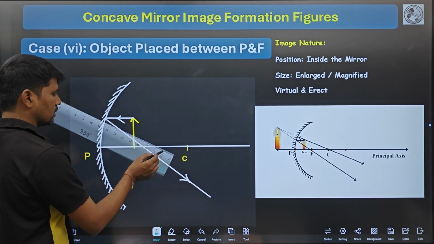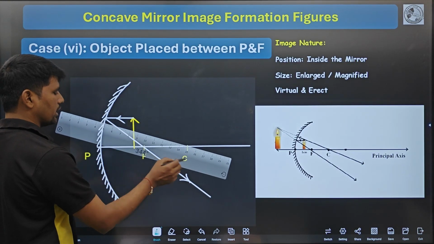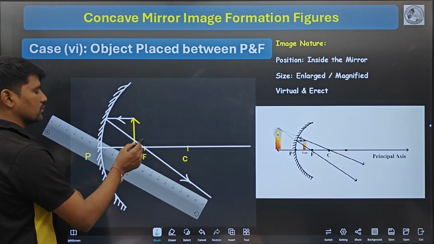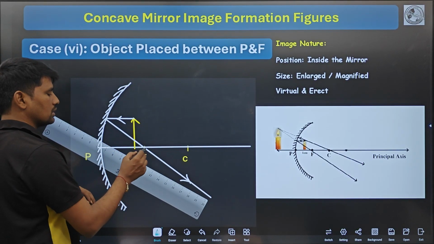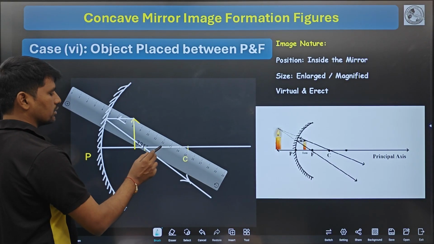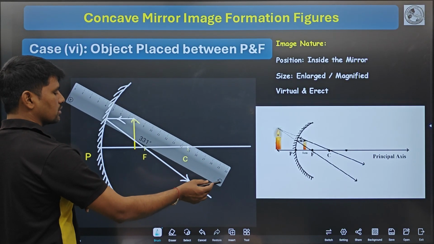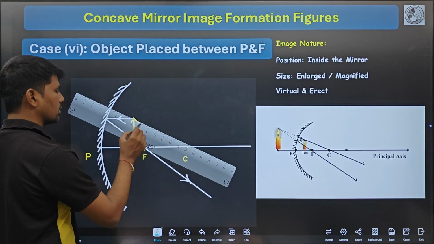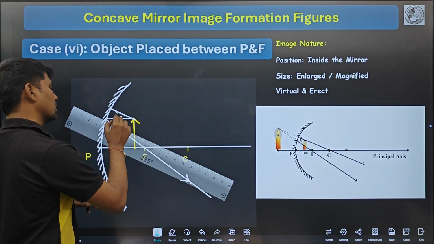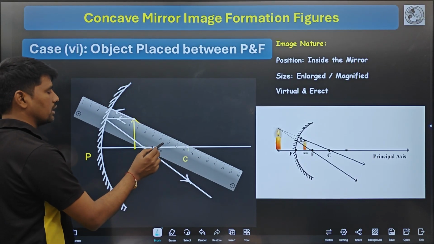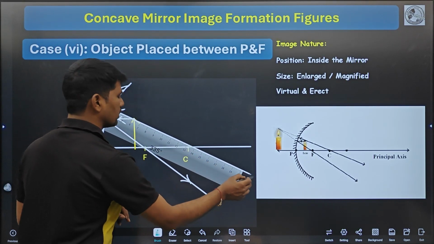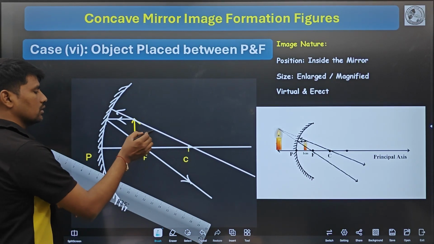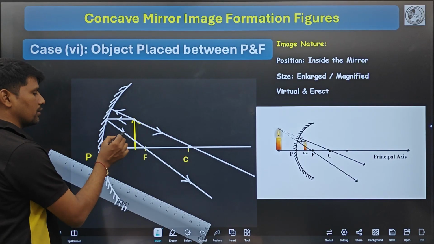Next ray, through focus is not possible, right? So that's why we have to take through center. The incident ray seems to be coming from center, right? So this is the incident ray seems to be coming from center. So after reflection it passes through center. Okay. So these two are the reflected rays.